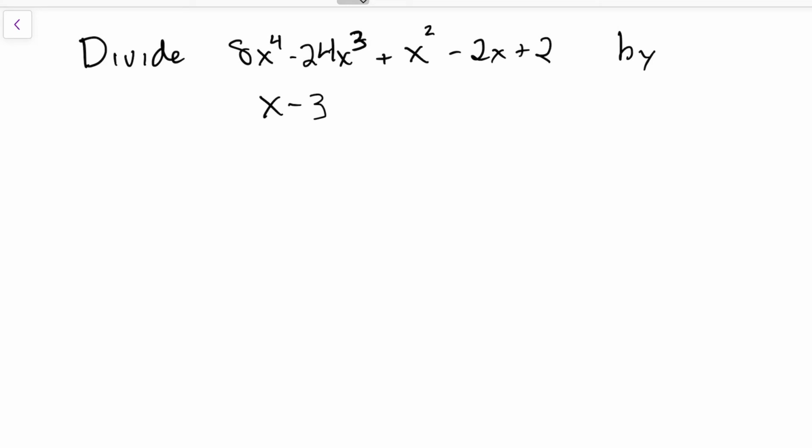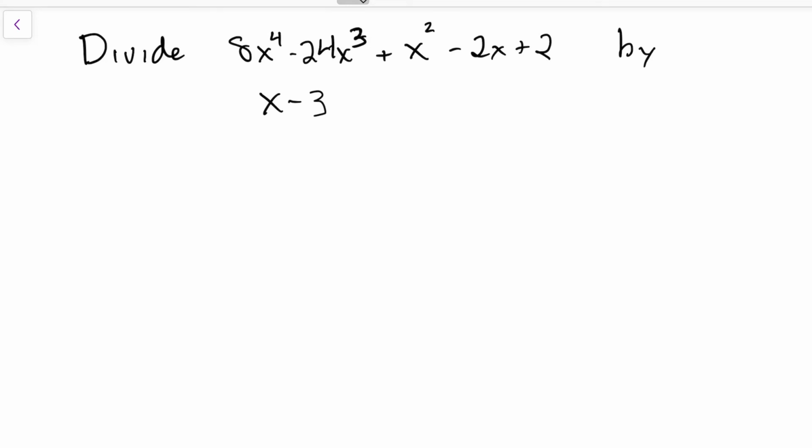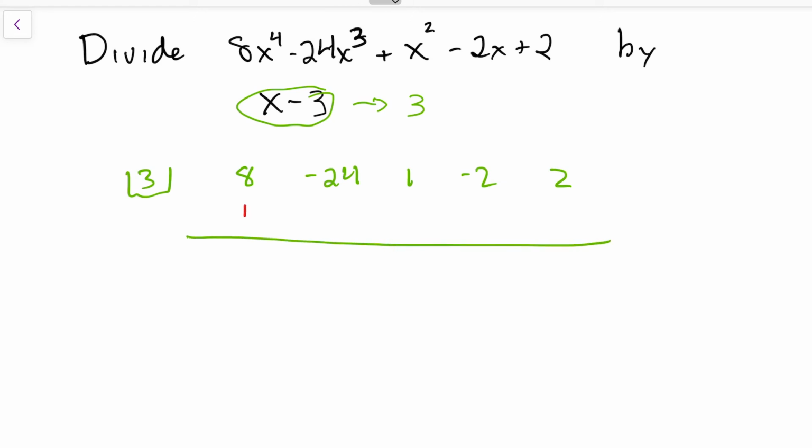Okay, let's do one last example. This one will be synthetic division. So I want to divide my polynomial by x minus 3. But when I think x minus 3, I think the number I want to put in my little box is a positive 3. And then I want to list the coefficients in decreasing order. So 8, negative 24, 1, negative 2, and 2. I draw my line, and again, I bring down my 8, and then I want to multiply. 8 by 3 is 24, and I want to add and get 0.